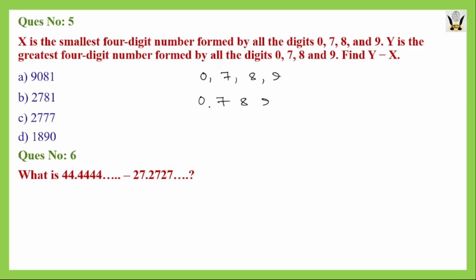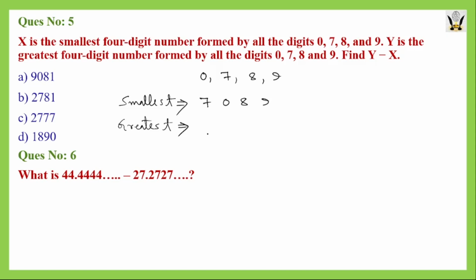But if we place 0 at the leftmost position, then it will be no more a 4-digit number, rather it will be a 3-digit number. So what we have to do is swap the positions of 0 and 7. So it will be 7 and 0. We cannot interchange the position of 0 with 8 and 9 because that will not keep the number smallest.